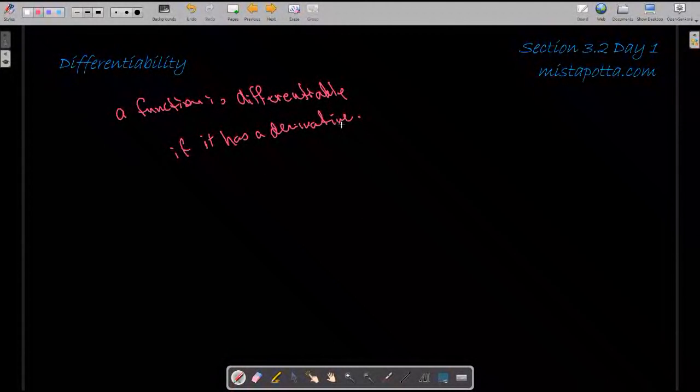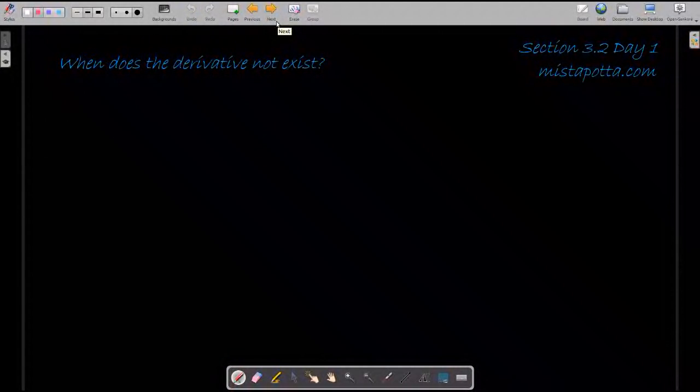And so we talk about the derivative and we talk about differentiability interchangeably. When basically what we're saying is that if a function is differentiable, then it has a derivative to work with. And so what we need to talk about is when does a derivative not exist? And we're going to take a look at this from two different viewpoints.